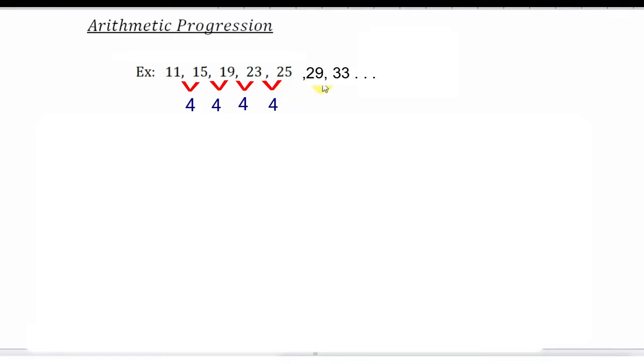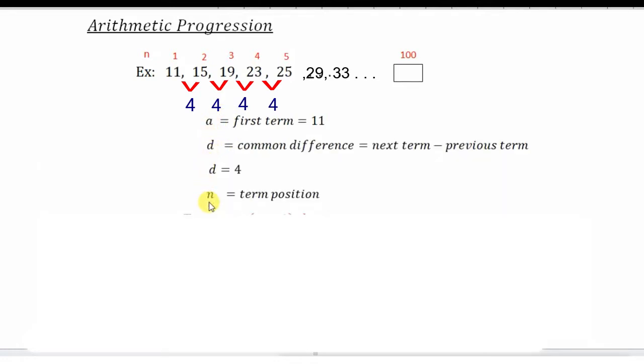But what do you do if they ask you to find the 100th term of the sequence? See, this is the first term of the sequence, second term, third term, fourth term, fifth term. Likewise, if they tell you to find the 100th term of the sequence, how do you do it? If you go with the same method, you keep on adding till the 100th term, it will be way too long. So we have a simple formula for it. You can easily find the 100th term, or 200th term, or 500th term of any sequence with a simple formula. But for that, you need to know what A is, what D is, and what N is.